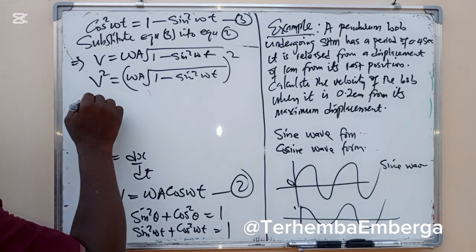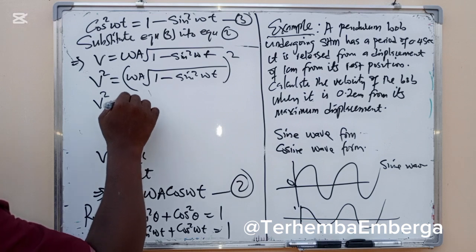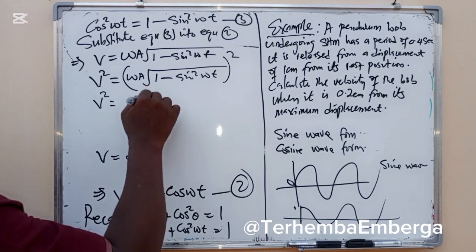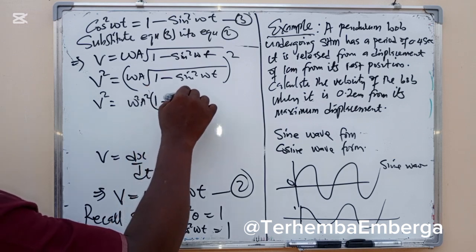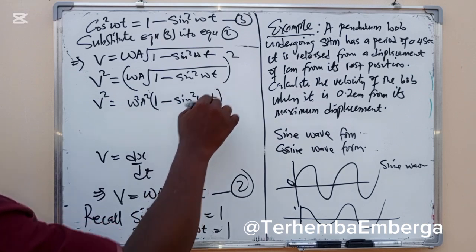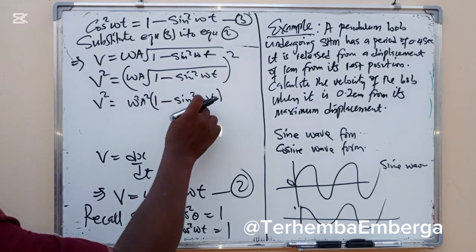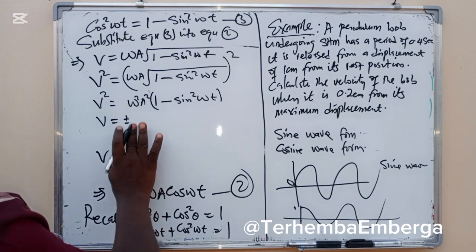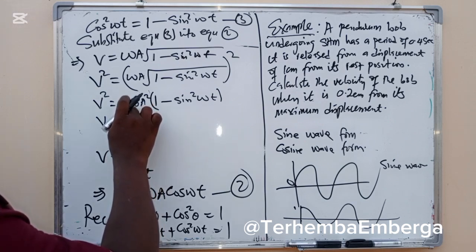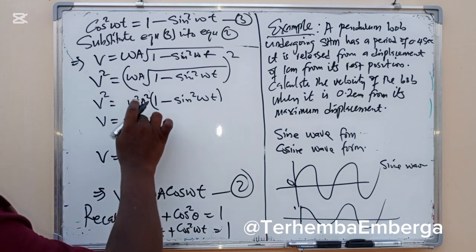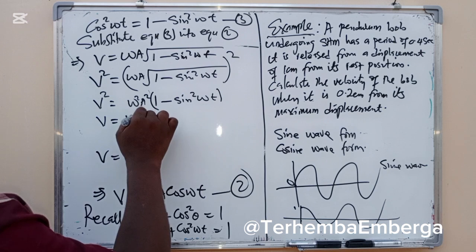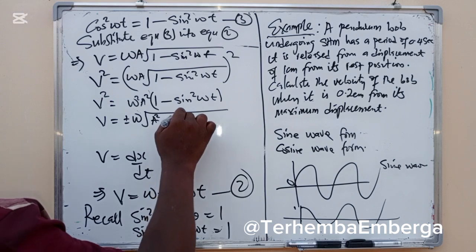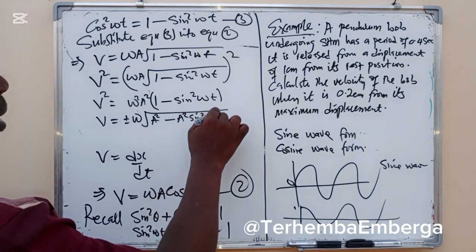By the time you evaluate this, you have v square equal to omega square a square times 1 minus sine square omega t. And then we can write this. If you evaluate this, we have v equal to plus or minus the square root of omega square, which is omega, times square root of a square minus a square sine square omega t.